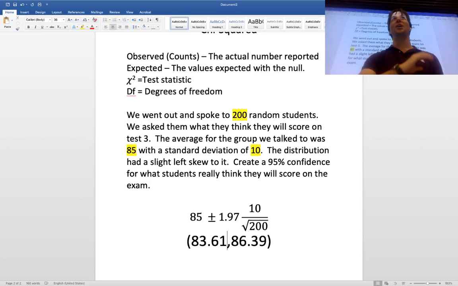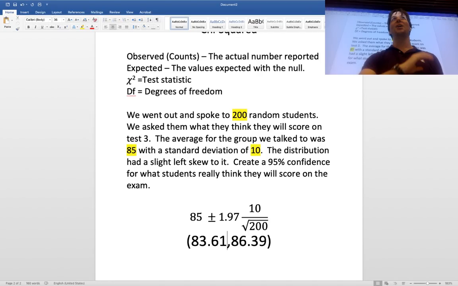If you went out and spoke to students, and the average test score that they told you for their best guess of their test score was an 85, then what should be at the center of your interval? 85. I mean, the average they told you was 85, so your best guess of what students think they'll make on the test is an 85.